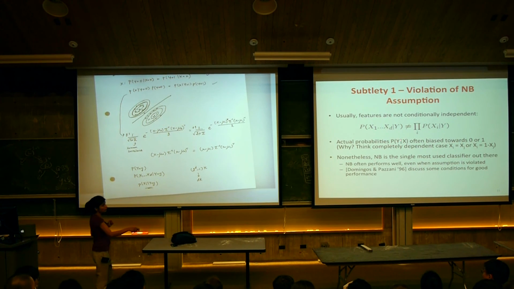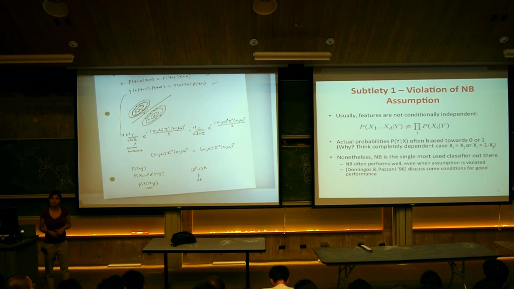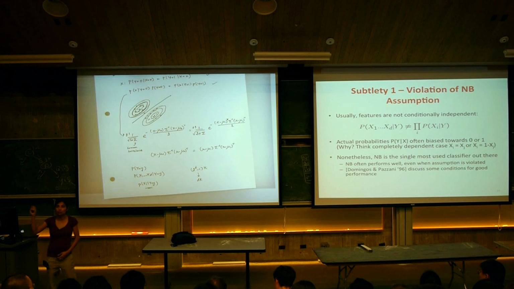Then your actual probabilities, the p of y given x's, are going to be biased towards either 0 or 1. And why is that? As an example, think of the completely dependent case. Suppose you had two features that are exactly the same. That's an example of extreme dependence, complete dependence. Suppose you just replicated one feature twice. That should not change your classifier, ideally.